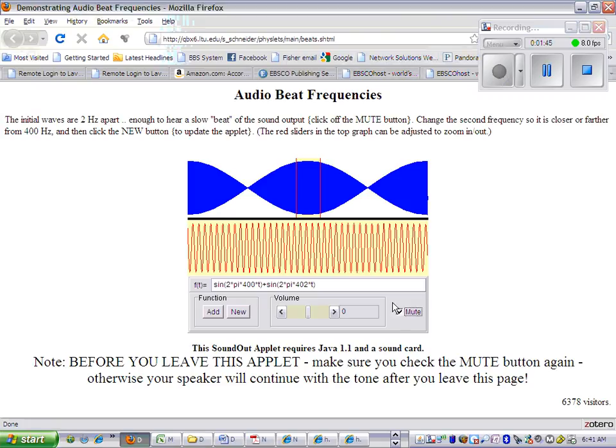You can hear the destructive and constructive interference patterns. It goes louder, softer, louder, softer. It's the wavering pattern. We call those beats. Now, the number of times per second that wavering occurs is the beat frequency.